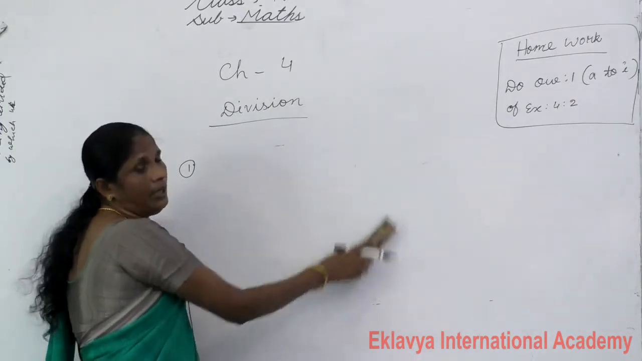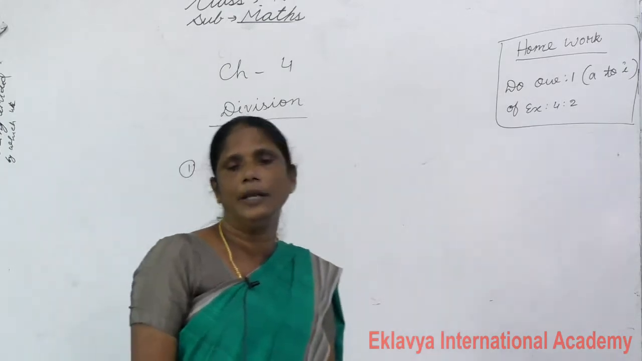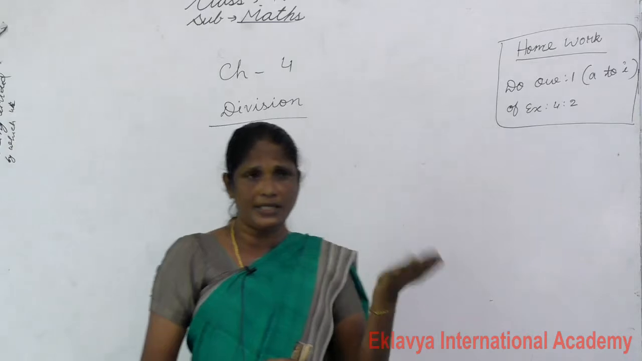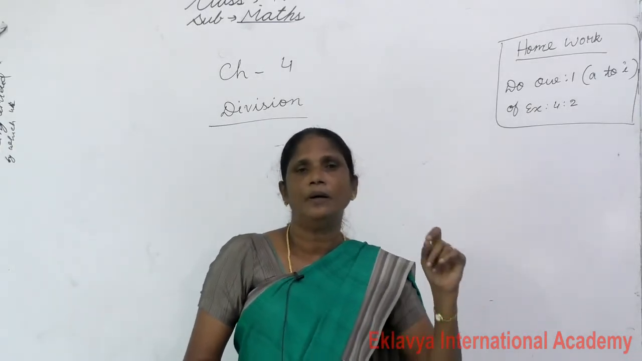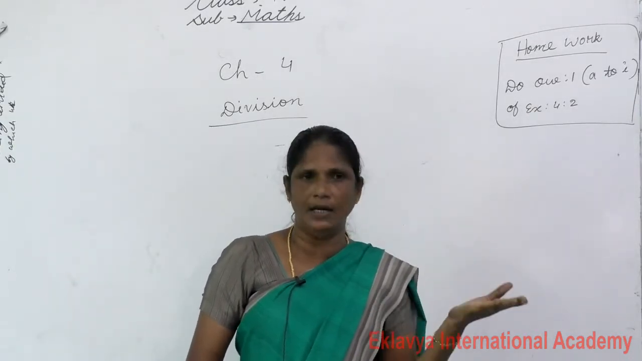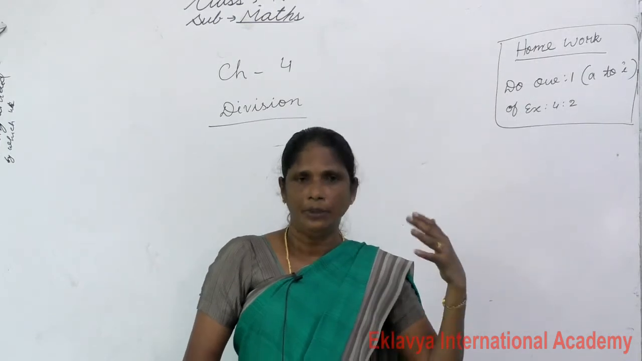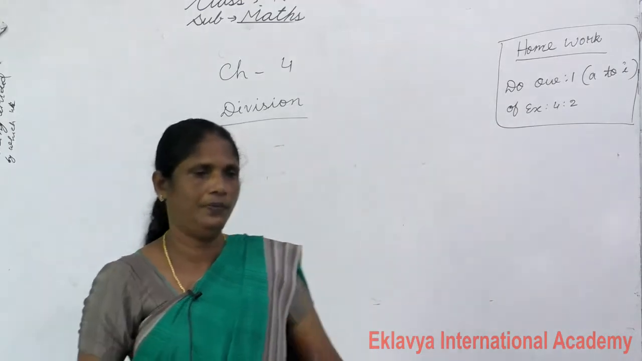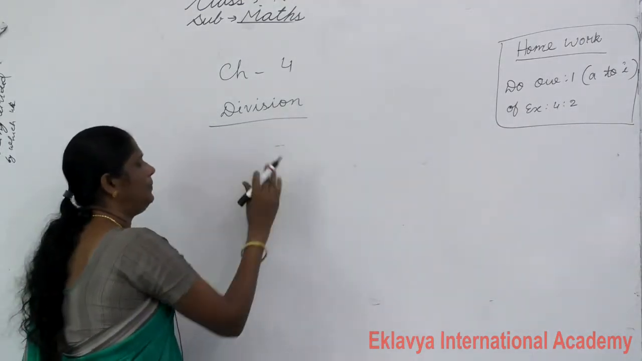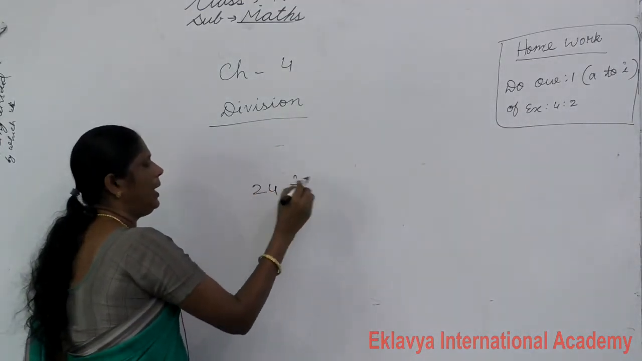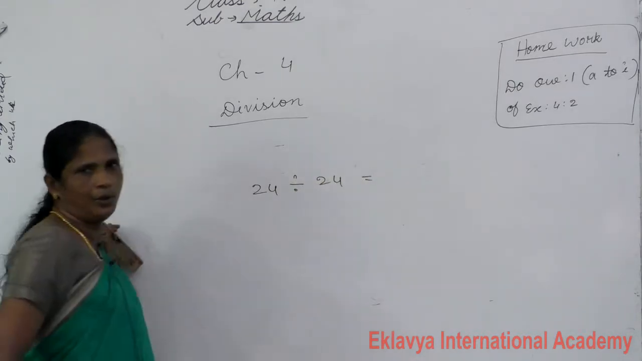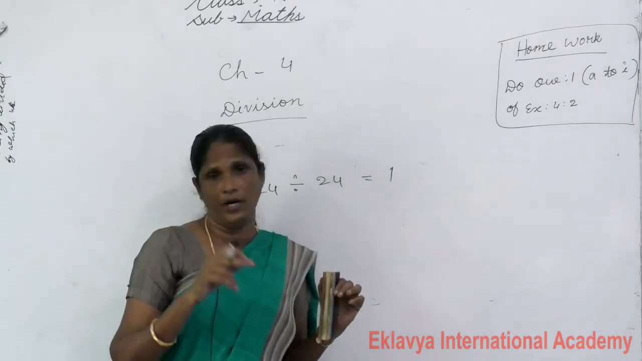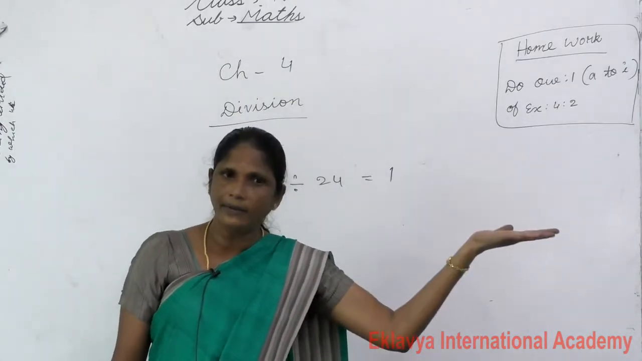Then divide by the number itself. When we divide a number by itself, the result is 1. For example, 24 divided by 24 is equal to 1. Understand? 6 divided by 6, 1. 1 lakh divided by 1 lakh, 1.